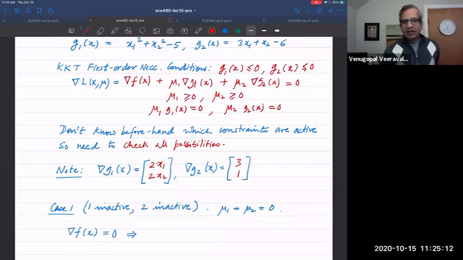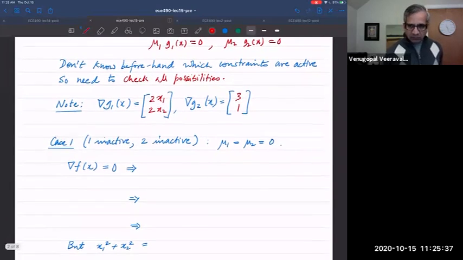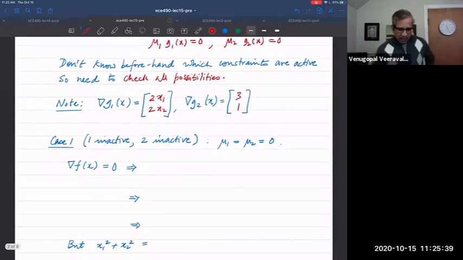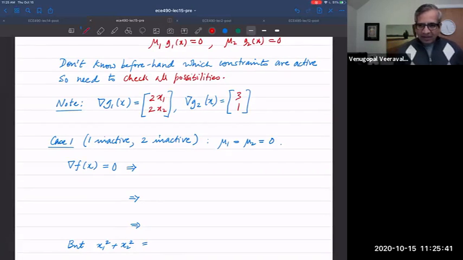So if x1 is 1.5 and x2 is 0.5 or half, then the gradient of G1 and gradient of G2 are going to be equal to each other. So you can't say at the outset that for all x, you're going to have regular no matter which constraints are active. So it'll really depend on which constraints are active, right? And what the value of x star is. Okay, so now let's investigate.